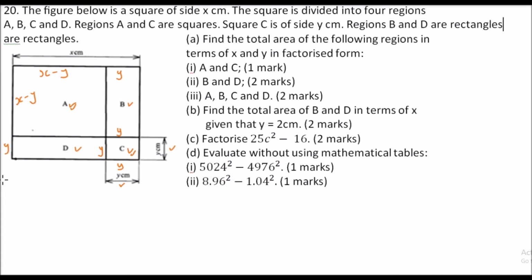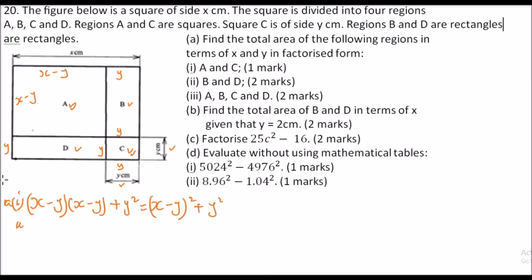So we start with A and C. The area of A, so we have A, Roman number 1. The area of A is x minus y multiplied by x minus y. Then you add the area of C, which is y times y, and that will give you y squared. So this is (x minus y) squared, plus y squared. So that is Roman number 1.